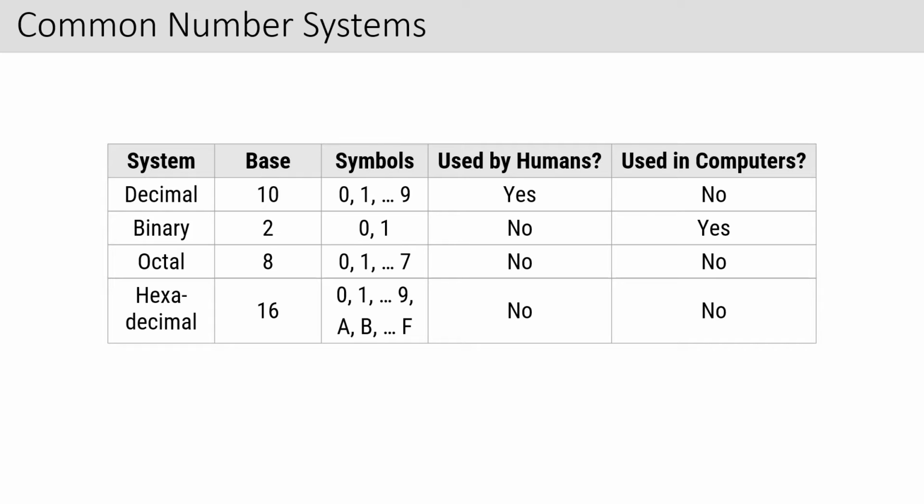The base of the hexadecimal number system is 16, and the symbols used to represent hexadecimal numbers are 0 to 9 and the letters A to F. That means you will use 0, 1, 2, 3, 4, 5, 6, 7, 8, 9, and after that, the alphabets A, B, C, D, E, and F.